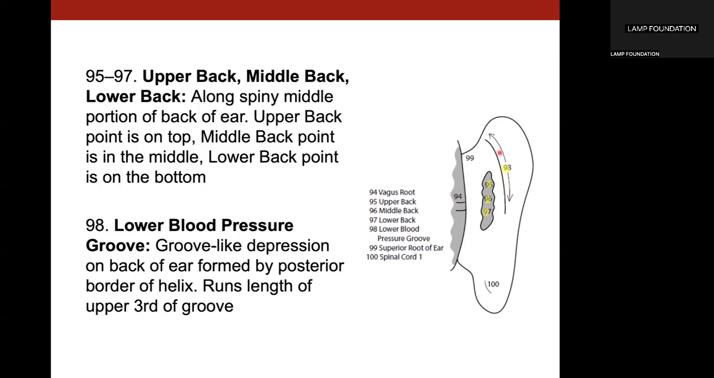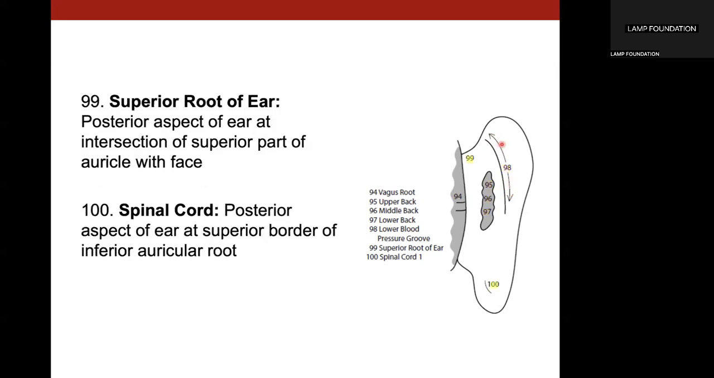Number 98 is a very important point. We call this the lower blood pressure groove. This is a groove-like depression on the back of the ear formed by the posterior border of the helix. It runs the length of the upper third of the groove.